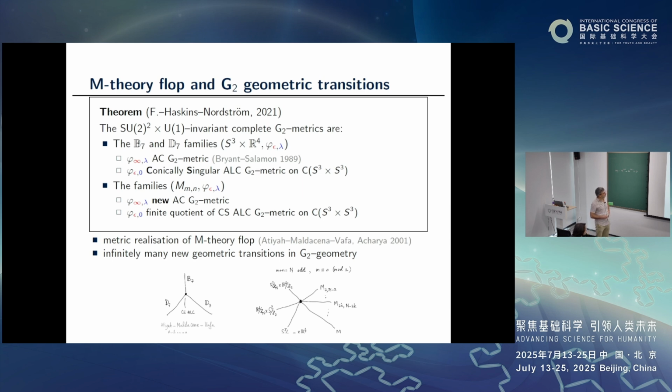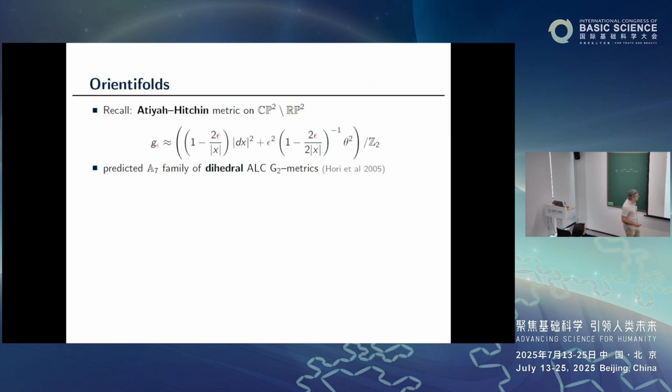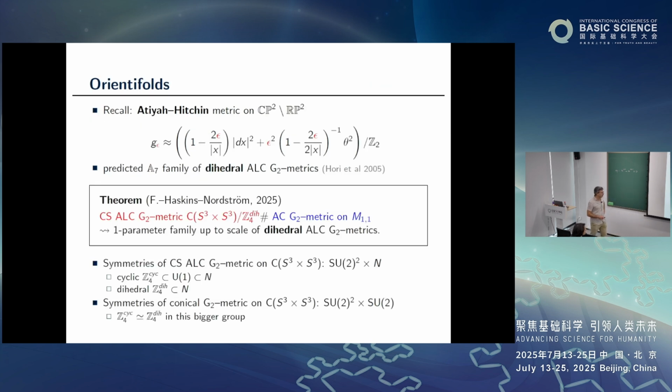So this singular ALC G2 metric and this asymptotically conical G2 metric. So what you can do is the following. You start with the singular ALC G2 metric, which at infinity is a circle over the conifold, but inside it has a codimension 7 singularity.